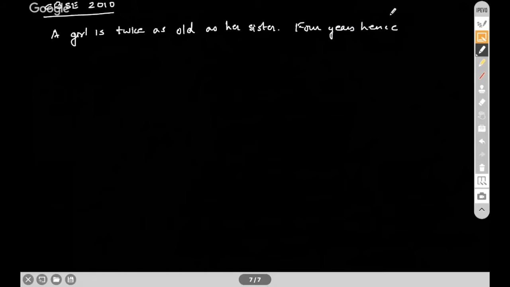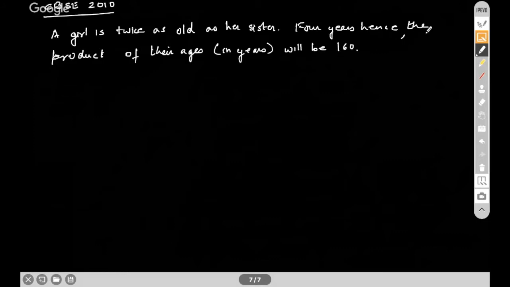4 years hence. Now in 4 years hence, the product of their ages will be, it's mentioned in years, 160. Find their present ages. So a girl is twice as old as her sister.